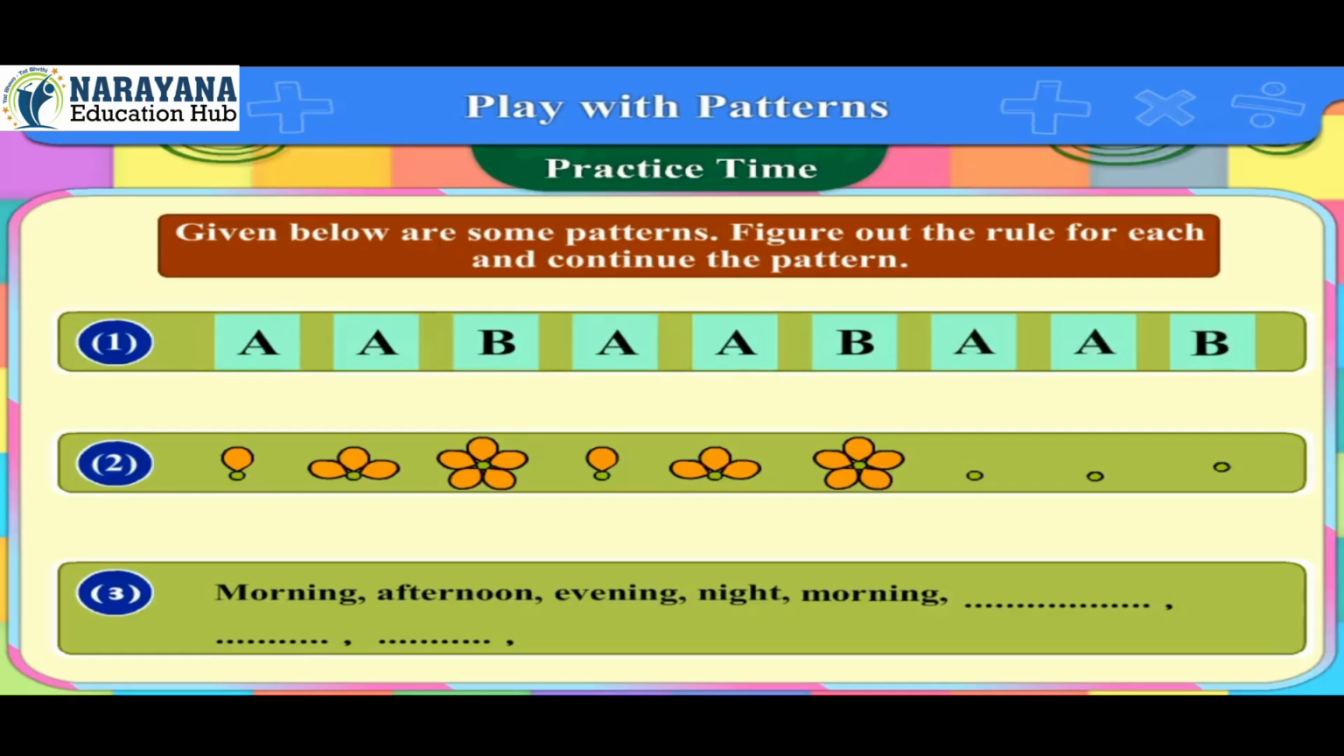In the second pattern, 1, 3 and 5 petaled flower is given. This pattern is then repeated. Thus, in the given blank space, we will have 1, 3 and 5 petaled flower. In the third pattern, we have morning, afternoon, evening, night. Morning then will be followed by afternoon, evening and night.